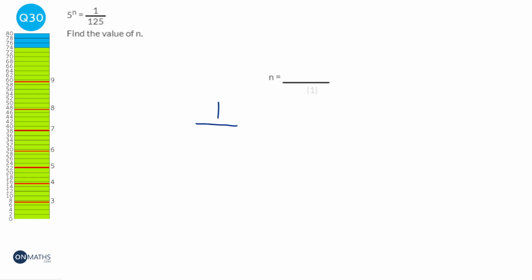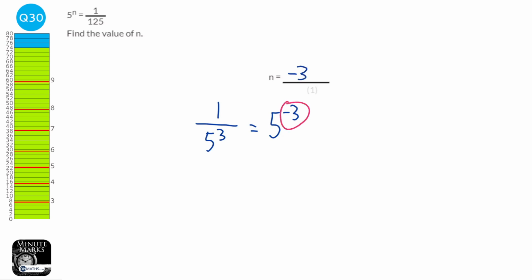So instead of 1 over 125, it would be 1 over 5 cubed. And we know that when you have a negative power, it actually turns into the reciprocal of that number. So 5 to the power of minus 3 becomes 1 over 5 to the power of 3. So n is going to be this minus 3.